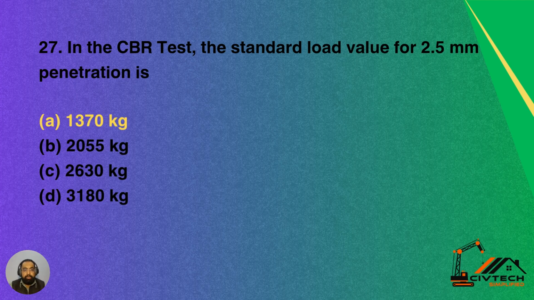Question number 27. In the CBR test, the standard load value for 2.5 mm penetration is how much load is applied for 2.5 mm penetration. Option A is 1370 kg. Option B is 2055 kg. Option C is 2630 kg. Option D is 3180 kg. So option A is 1370 kg, which is the load applied for 2.5 mm penetration. So option A is the correct answer for question number 27, which is 1370 kg.